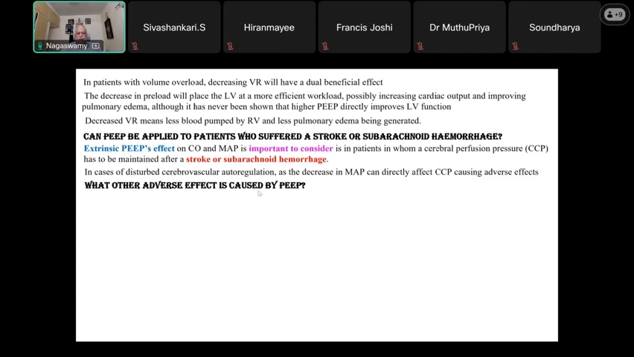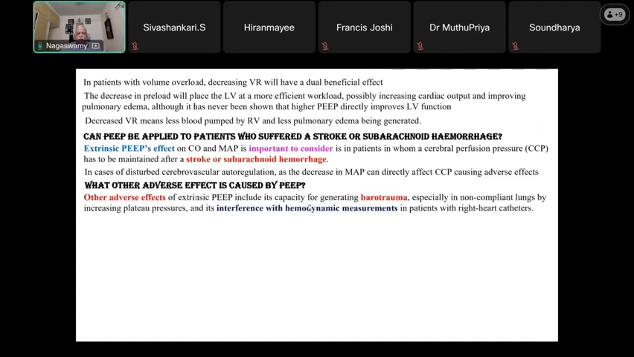What other adverse effects are caused by PEEP? This is the cardiovascular effect which we have seen. What about barotrauma? Very good. Other adverse effects include barotrauma, especially if the lungs are non-compliant and we keep on increasing the plateau pressure. Then it will interfere not only with the hemodynamic measurement, but it will also affect the right heart function.